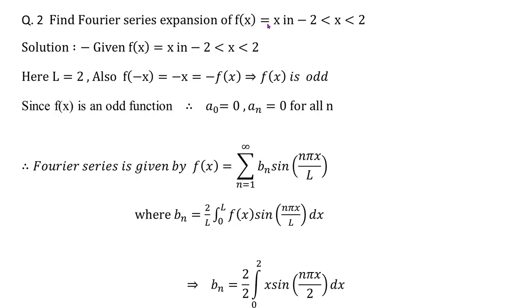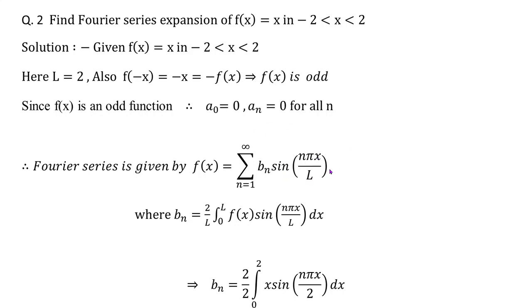We will first check this function for even and odd. So we just replace x by minus x. What we find is that this x is nothing but f of x, so f of minus x is equal to minus of f of x. Therefore f of x is odd. Again, when I compare this with the form minus L to L, L is 2. As the function is odd, for an odd function there will be only a sine term. So a0 is 0, an is 0 for all n, and hence the Fourier series is given by f of x equal to summation over n equal to 1 to infinity of bn, as only the sine term is required for an odd function, right? So sine of n pi x by L.